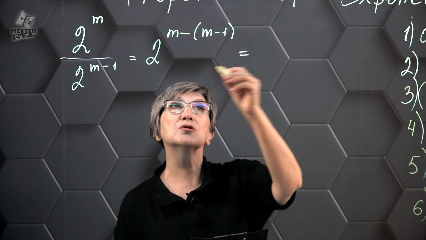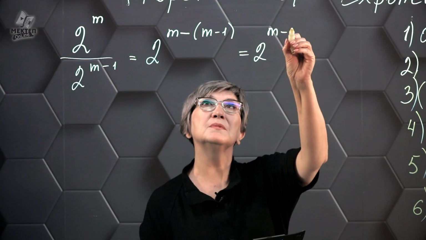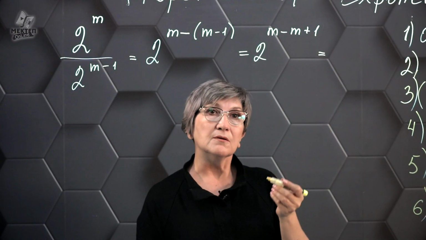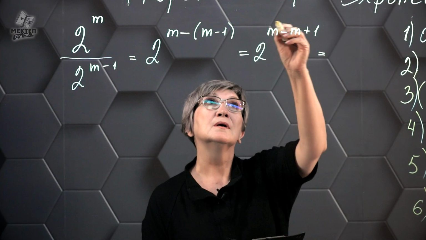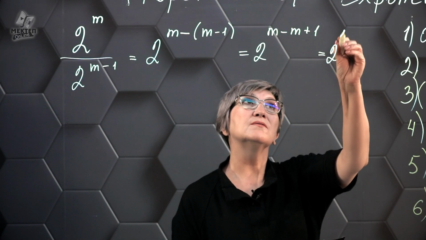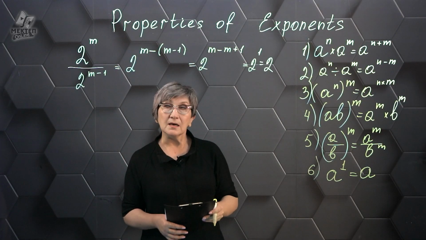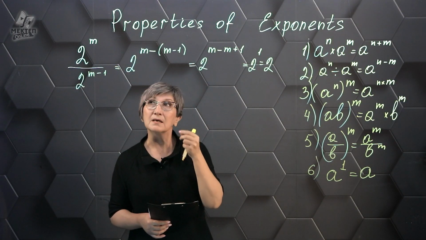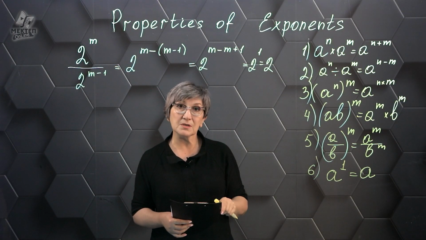Now let's open the brackets and the result is 2 to the power of m minus m plus 1. The point is that m minus m is 0. And then the answer is 2 to the power of 1, or the number 2. When we convert expressions where the exponent is a literal expression, we use the same properties.